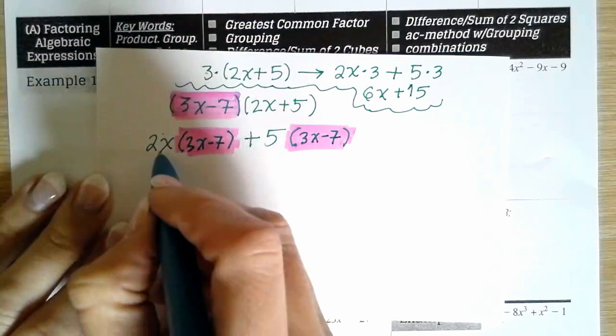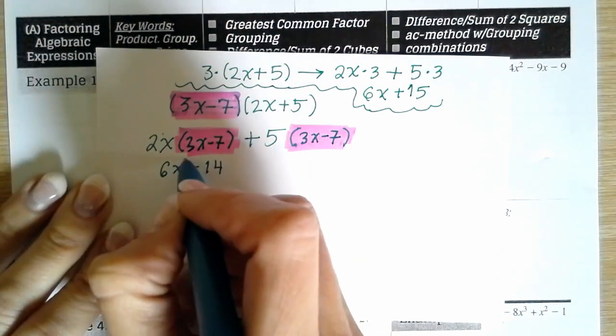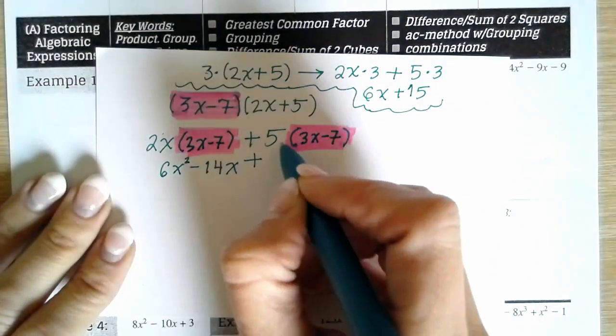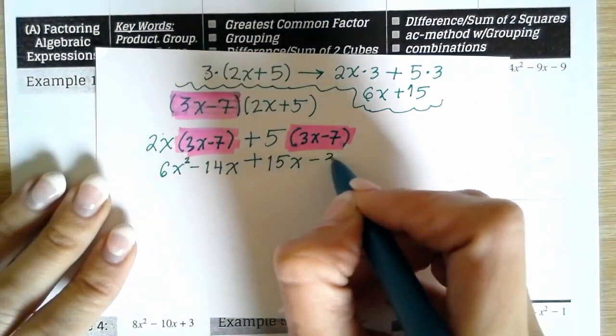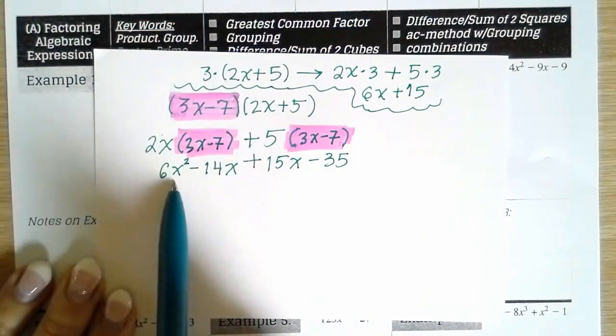2x times this. Well, 2x times 3x is 6x. 2x times minus 7 is negative 14. It's not 6x, I'm sorry, 6x squared. And then that's minus 14x. Plus 5 times 3x is 15x. And then 5 times negative 7 is negative 35. Even if we go back to the first step, here I'm stopping here for now.